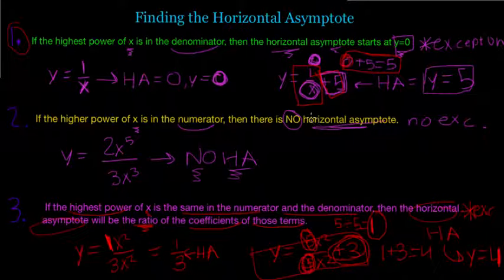So now hopefully we know how to find the horizontal asymptote of these rational functions.